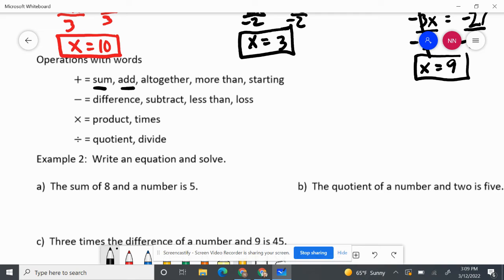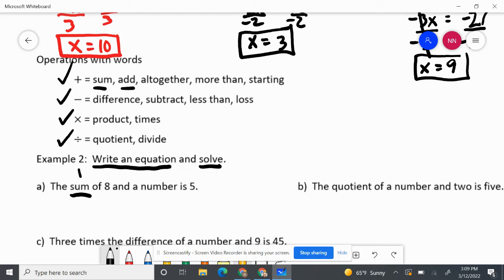Difference, subtract, less than, so a number, and then less than 6. A loss would be a negative. So these are just terms that talk about subtracting. We talked about the terms that add for adding. Product, times, those would be examples of multiplying. Quotient, divide. So what we're going to do for example 2 is write an equation and then we're going to solve it.